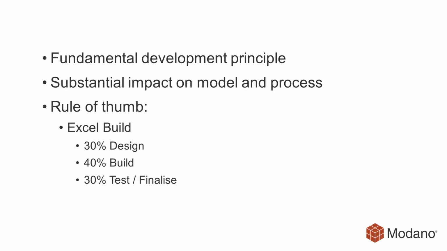Now, if you're responsible for delivering models to clients or end users, we often use a certain rule of thumb to split up the design versus build versus finalization and testing process. So a really good rule of thumb, if you're building in just native Excel, is to have 30% design time, 40% build time, and then the other 30% of the time testing and finalizing the model.